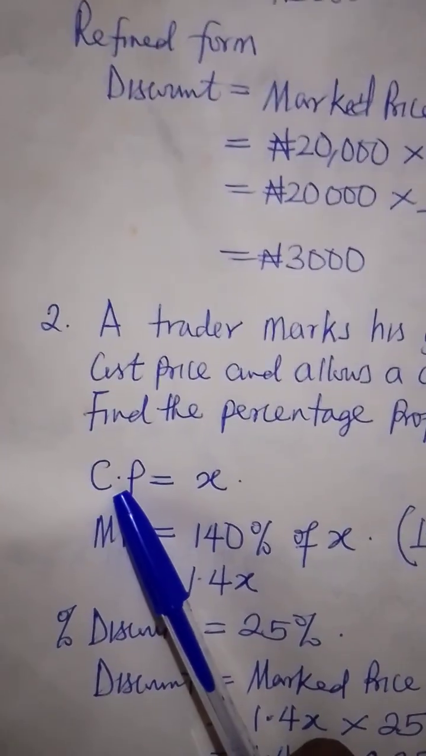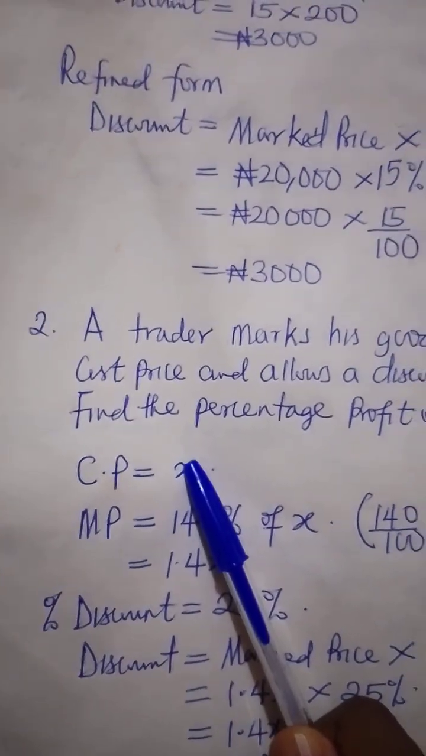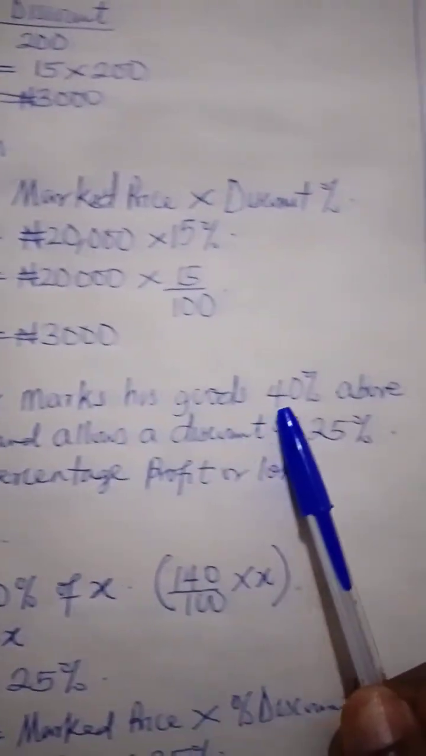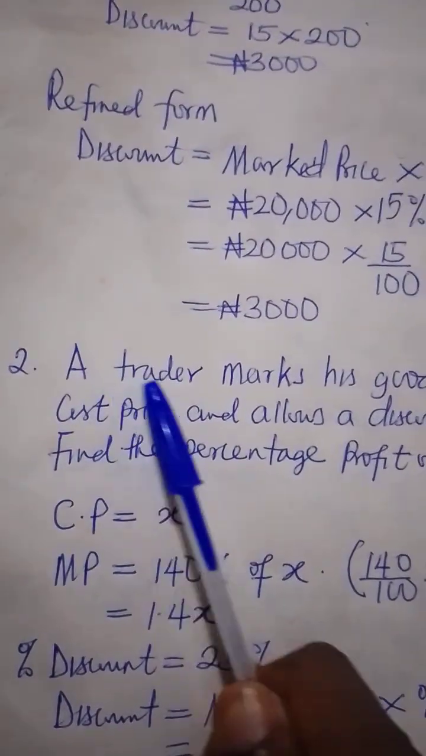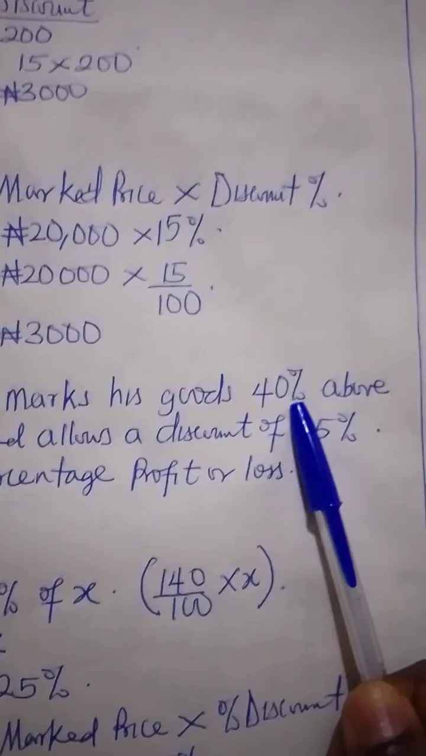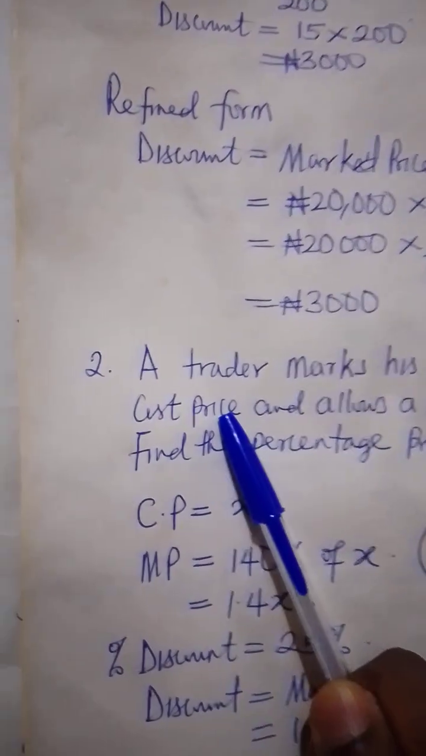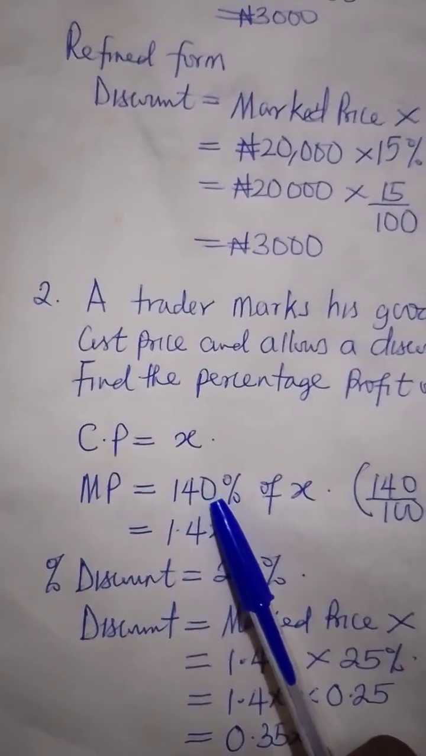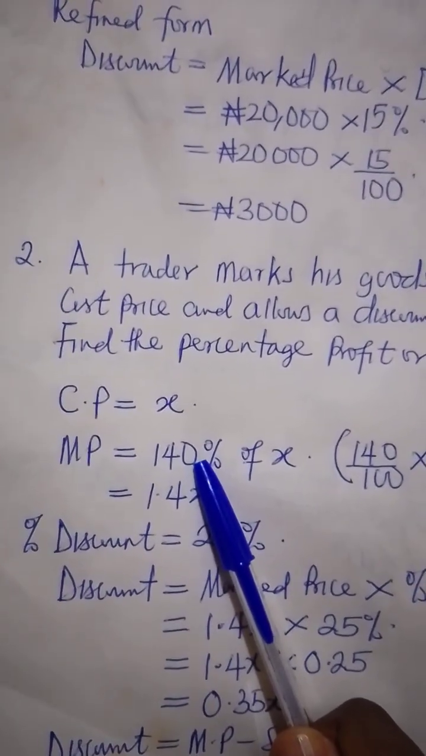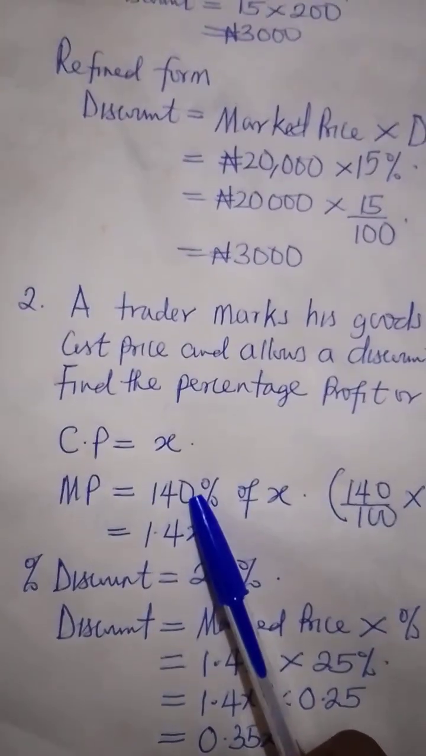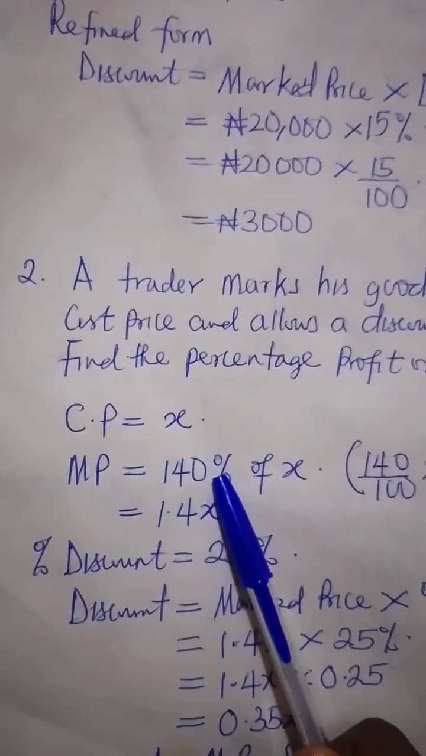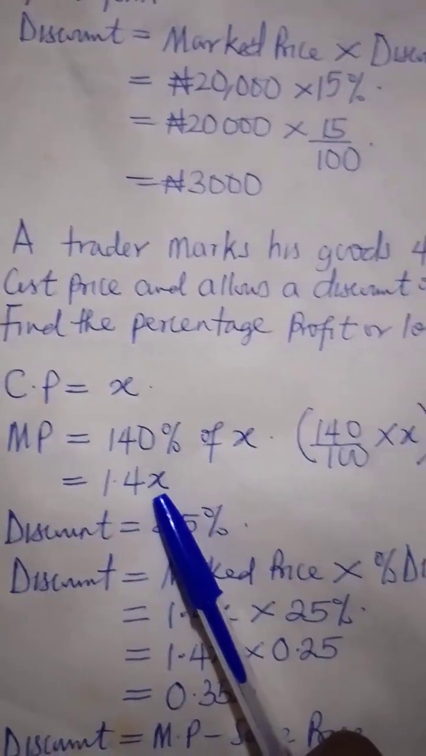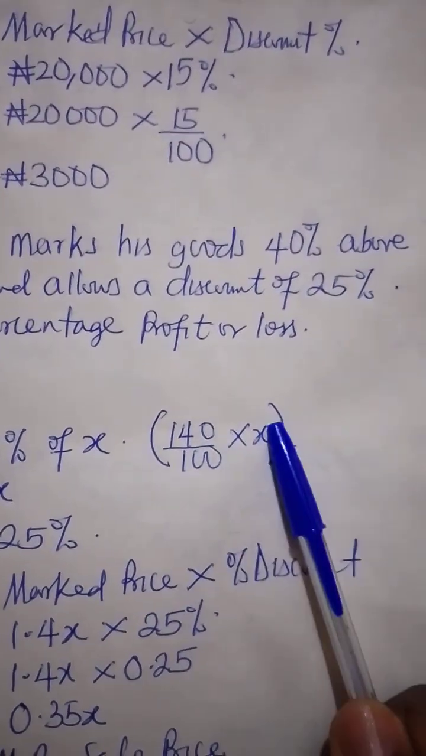So in this case, we say let the cost price be x. So it means that you will increase the cost price by 40%. In other words, it says a trader marks his goods 40,000 above the cost price. That means increase your cost price by 40%. So increasing your cost price by 40% will give you your marked price. So to do that, we'll say 140% of your cost price. That will give us 1.4x. That's 140 over 100 times x.